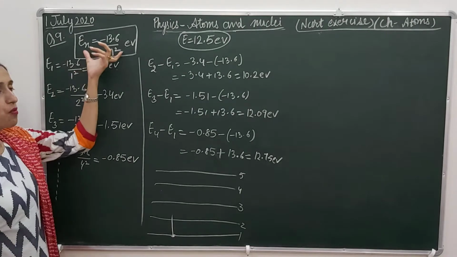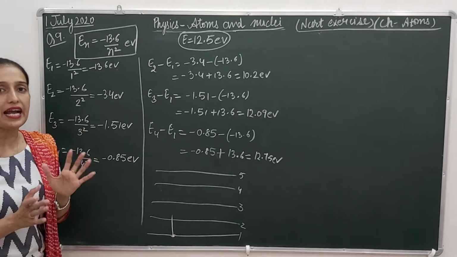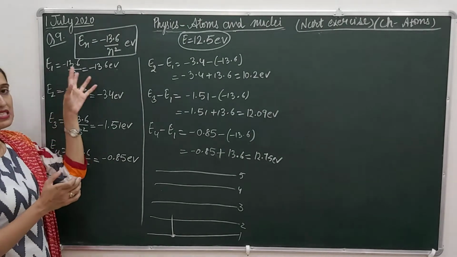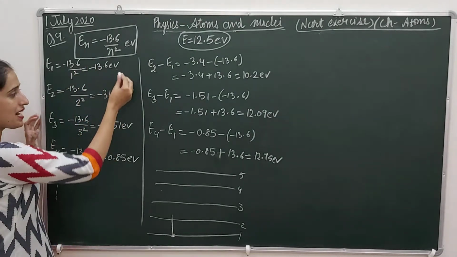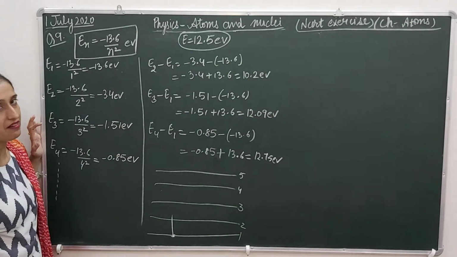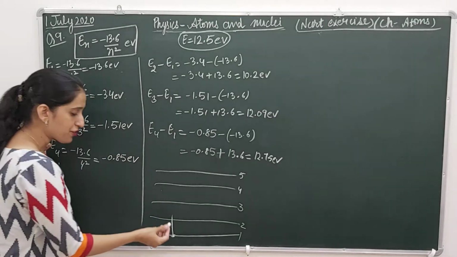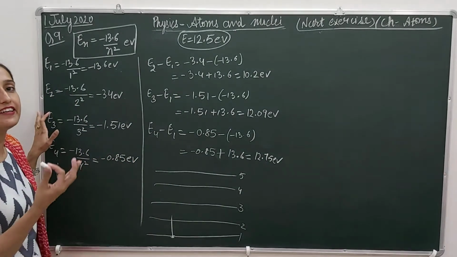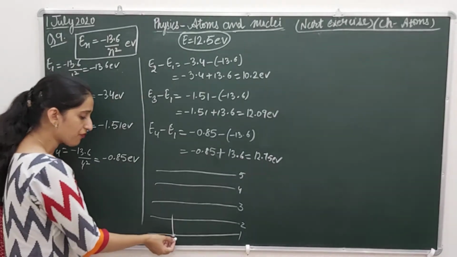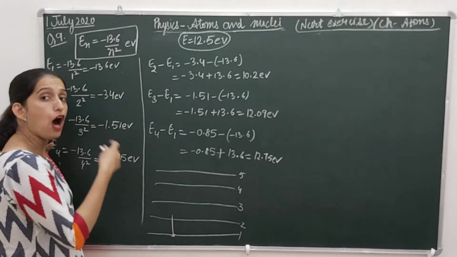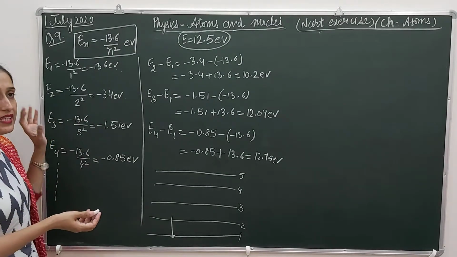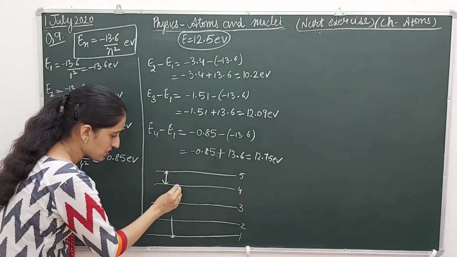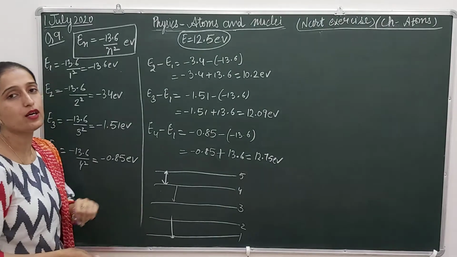Means using this formula, we can find out the energy of various energy levels: first energy level, second, third, fourth and so on. So these are the energies of various energy levels. Now, when an electron wants to jump from the first to the second level, how much energy does it need? If it wants to jump from the first to the third level, how much energy does it need? That is decided by the gap. How much is this gap? Means we are going to find out the gap.